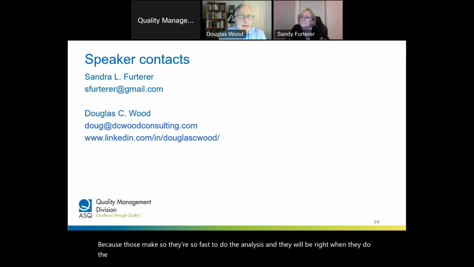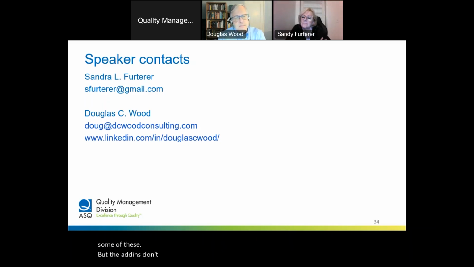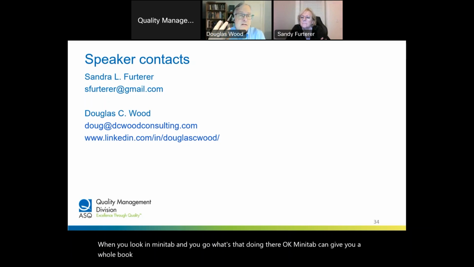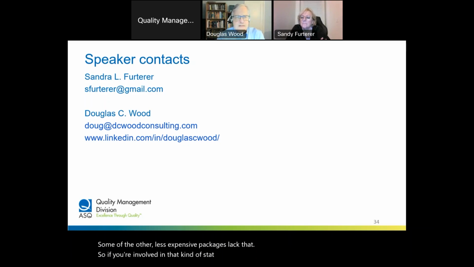There are some add-ins that you can buy less expensively for Excel that will do some of these, but the add-ins don't always have the documentation behind them. When you look in Minitab and you go, well, what's that doing there? Minitab can give you a whole book of explanations as to what that means. Some of the other less expensive packages lack that. So if you're involved in that kind of stat work, you really need a stat pack. There's just no other way around it. You'll spin your wheels forever.